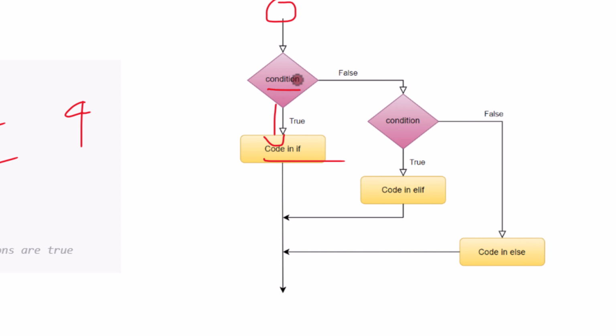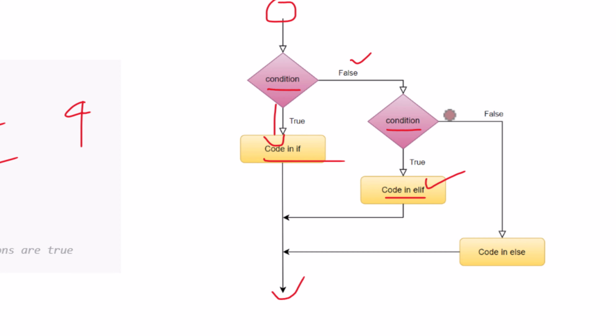But if the condition is false, Python follows the arrow to the right and checks the next condition, which is written using elif. That's the second diamond shape here. Now Python evaluates the elif condition. If this condition is true, it goes straight down and runs the code inside the elif block. Again, it skips the else after that. Only one block runs, whichever condition is matched first.